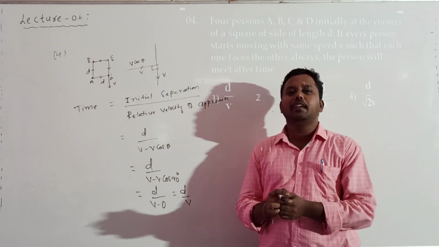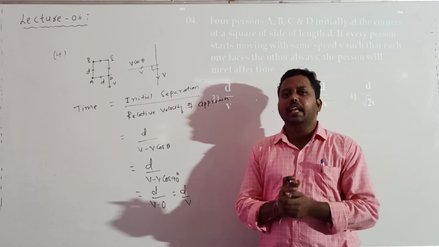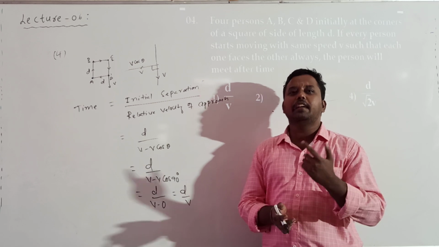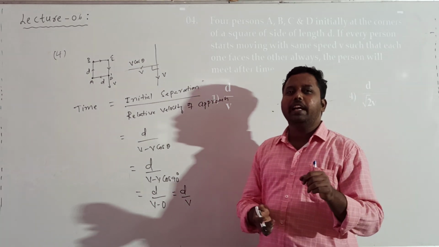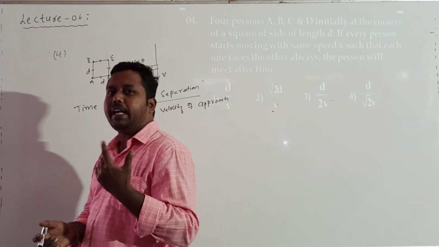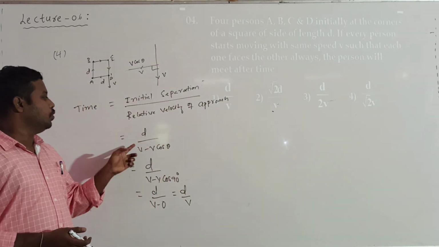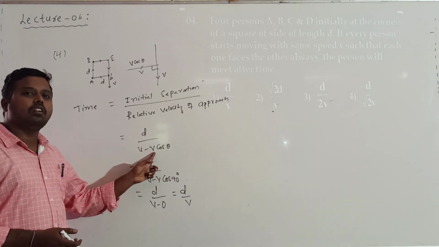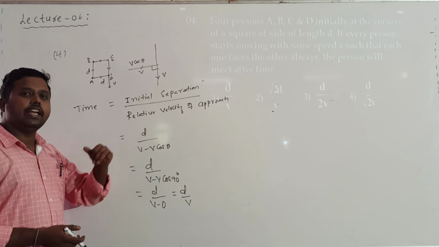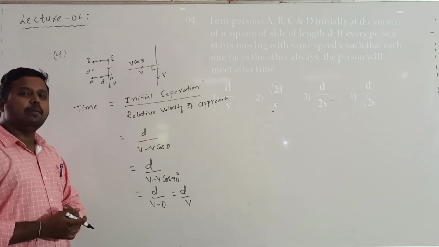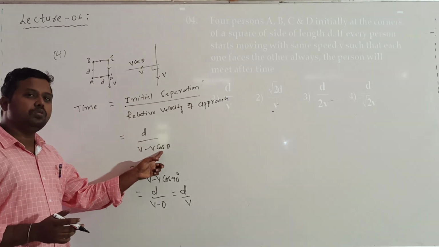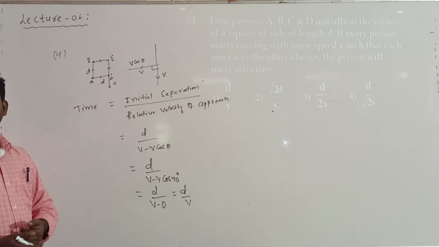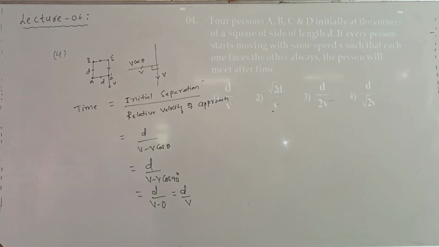We can write, for example, if there are n particles located at n corners of a polygon, each particle is approaching towards the other with a velocity v. If they ask you to calculate the time after which they will meet, we get a general formula: d divided by v minus v into cos 2 pi by n, where the initial separation is d. The total angle in the polygon is 2 pi and the number of sides is n, so that value is 2 pi by n. The general formula is also given. So this is the question based on which topic? Relative velocity. Question number 4.